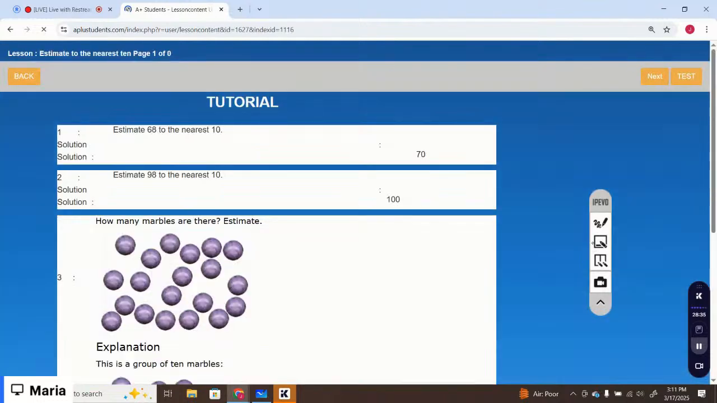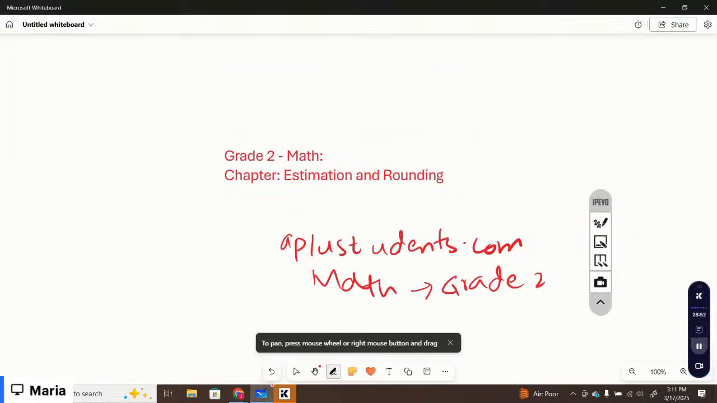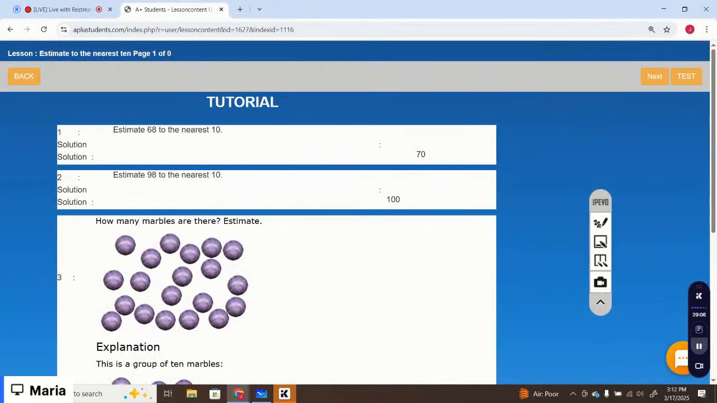Okay, estimate to the nearest 10. Estimate 68 to the nearest 10. Every number is between two tens. Here you have 68. 68 is between 60 and 70, right? Here you have 68, close to 70, right? Only one digit between 68 and 70. So 68 is close to 70, so you can estimate 68 to 70. Got it?